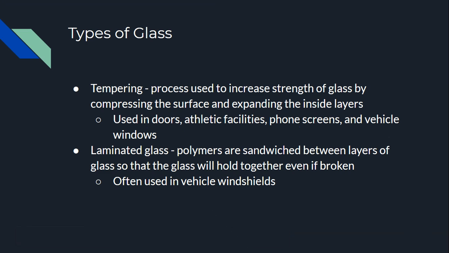Another thing they may do to the glass is temper it, which increases the strength of the glass by compressing the surface and expanding the inside layers so that it doesn't break as easily. You see those used indoors, in athletic facilities where they have all-glass windows, phone screens, and vehicle windows. And then there's laminated glass, where they sandwich a polymer in between the layers of the glass so that if the glass breaks, it holds together in one sheet. And so you see that in vehicle windshields.